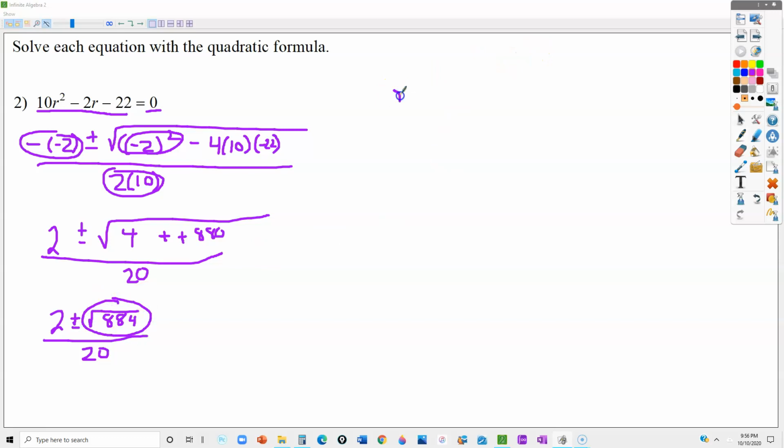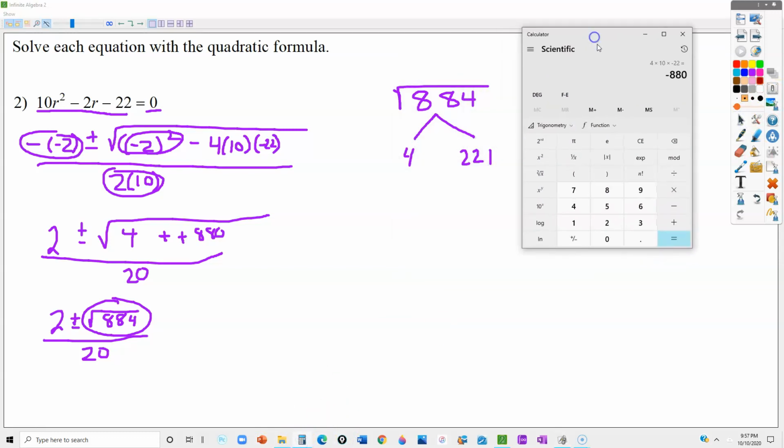The next thing we got to do is deal with this. So we have the square root of 884, and to simplify that, for these types of problems, I'm going to actually be asking you guys to break it down. So I can see that 4 goes into this thing pretty nicely. 4 goes in there 221 times. Now we're in a pickle. What the heck goes into 221? I don't think 3 does. Let's experiment here a little bit.